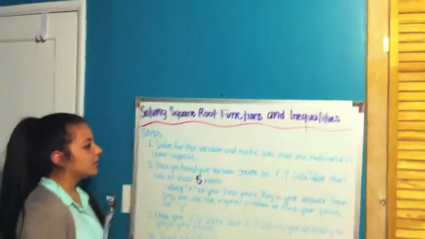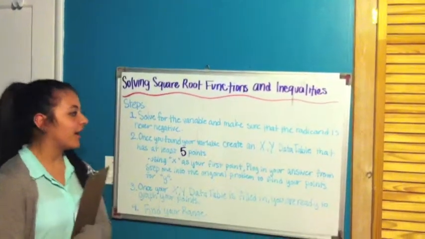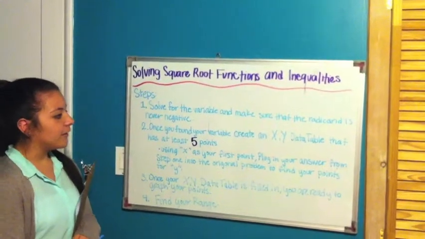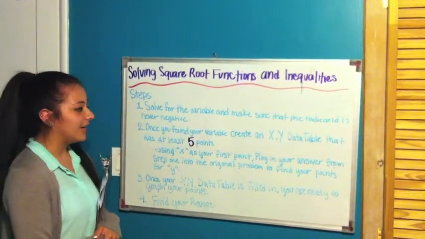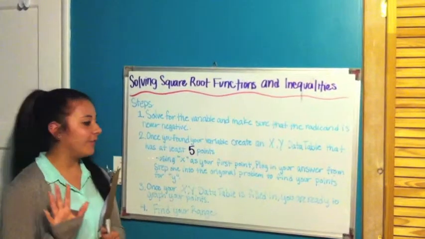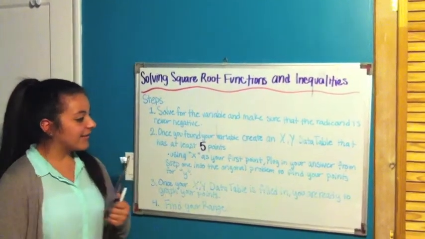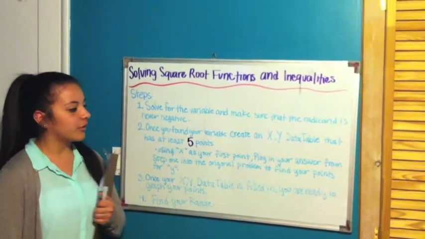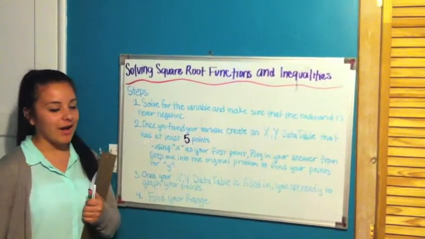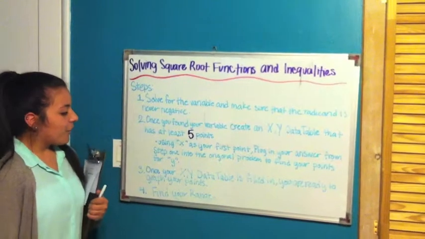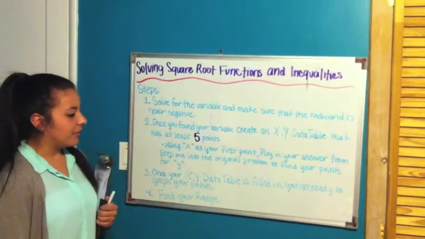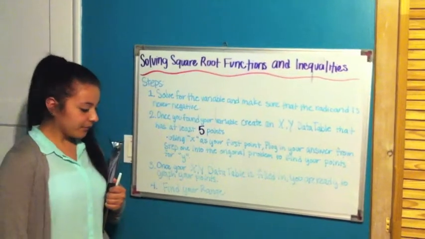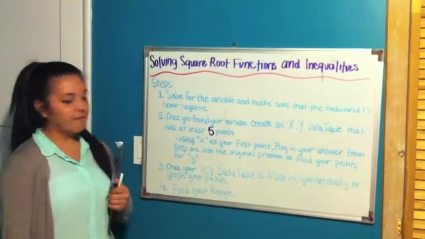Step 1. Solve for the variable and make sure that the radicand is never negative. Step 2. Once you've found your variable, create an XY data table that has at least 5 points. Using X as your first point, plug in your answer from step 1 into the original problem to find your points for Y. Step 3. Once your XY data table is filled in, you are ready to graph your points. And then step 4, find your range.